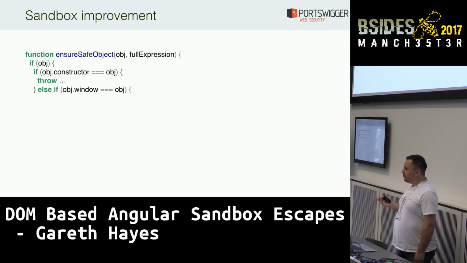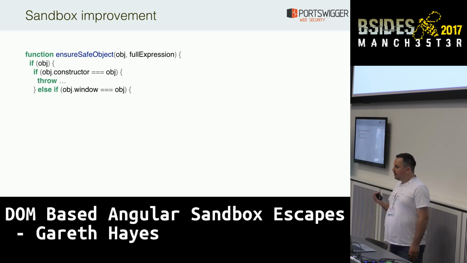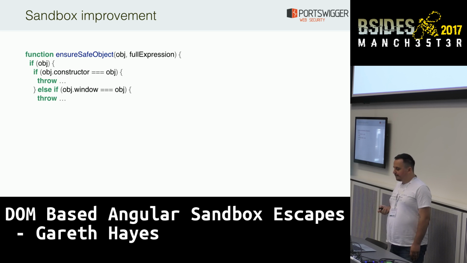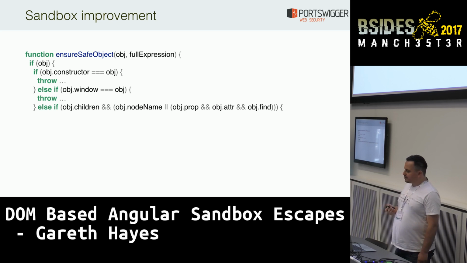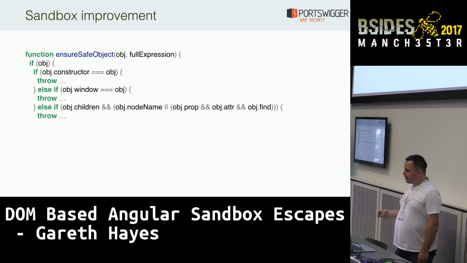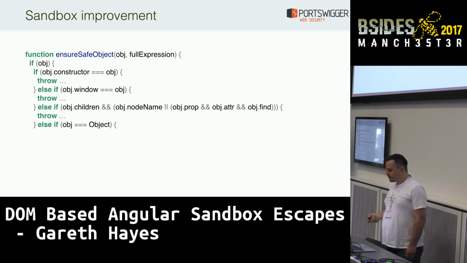Then they have a similar check for the window object. So they use the window property and compare it to see if it matches itself, and this will detect the window, and this also works cross-domain. So it's a really cool check. They also check for a DOM node. So if this condition is true, then it will be detected as a DOM node. So that could be a document, it could be document.body, or an image object, whatever. Just a DOM node, and it will throw an exception.